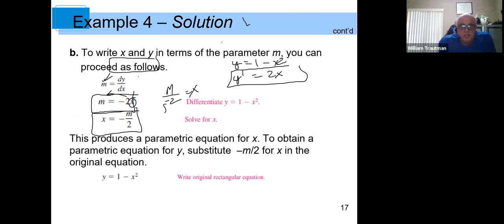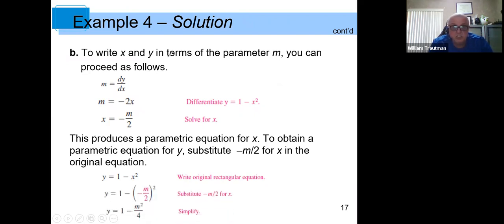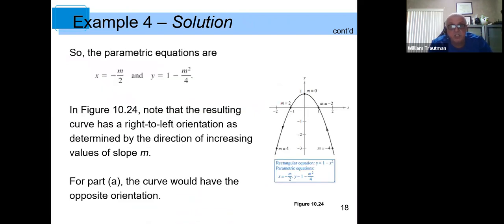And then here's our equation. We found this. Now, all we have to do is take x and put -m over 2 into it. y equals 1 minus x squared, which is a -m over 2. And I'm going to erase all this and show you this there. They go through that, and there's our second equation.